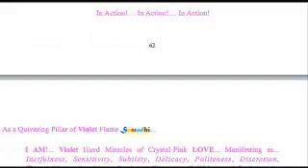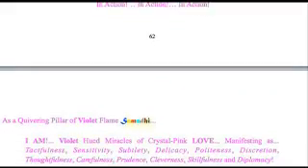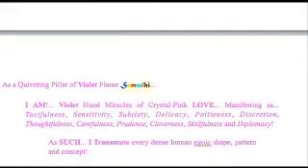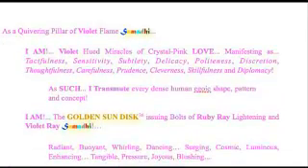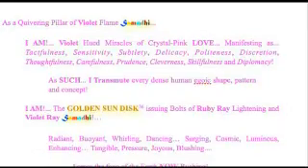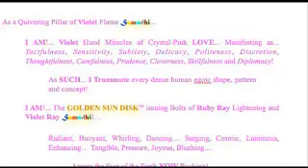As a quivering pillar of the violet flame Samadhi, I am violet hued miracles of crystal pink love, manifesting as tactfulness, sensitivity, subtlety, delicacy, politeness, discretion, thoughtfulness, carefulness, prudence, cleverness, skillfulness, and diplomacy. As such, I transmute every dense human egoic shape, pattern, and concept.